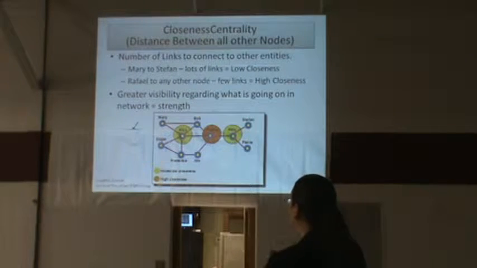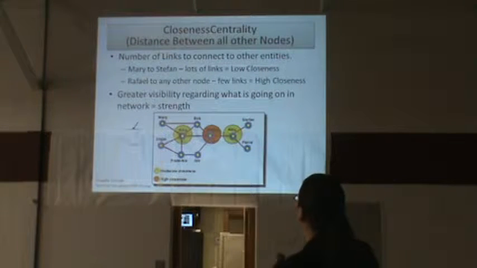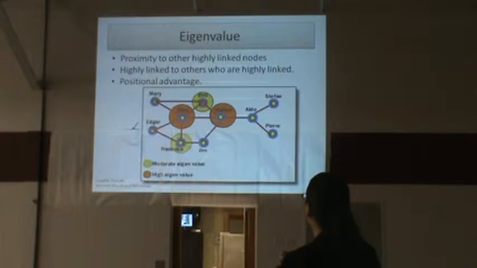So they're the highest linked, the people that are more central, that are more closely linked to everyone else. So for instance, from Mary to Stefan, there's lots of links. Mary's in the upper left, Stefan is in the upper right, and so they have a low degree of closeness. But from Raphael, which is the orange node, to any other node, there's very few links, and so they have a high degree of closeness. And this gives the individuals who are best in this category greater visibility regarding what is going on in the network, and that gives them individual strength.